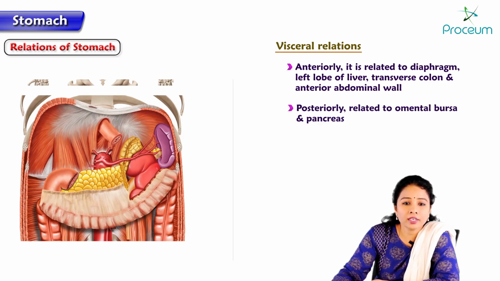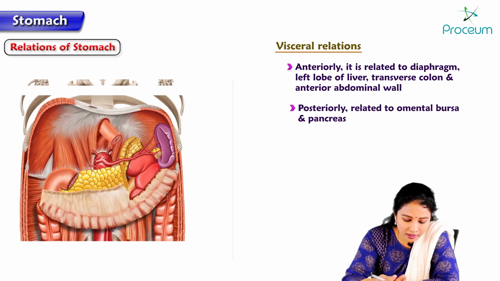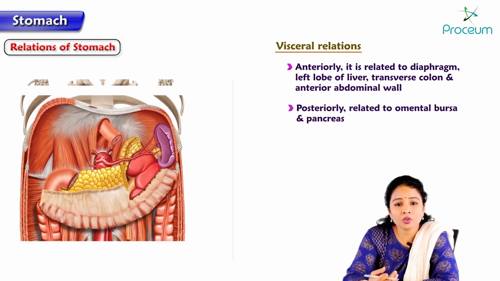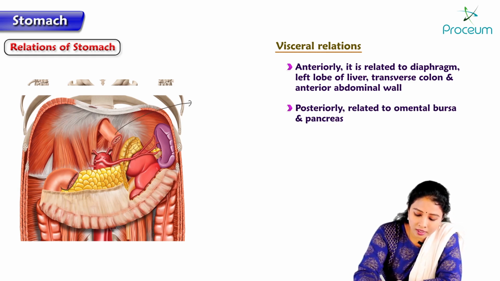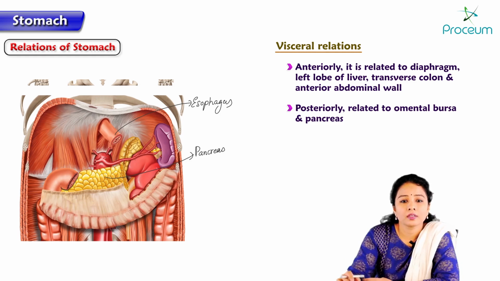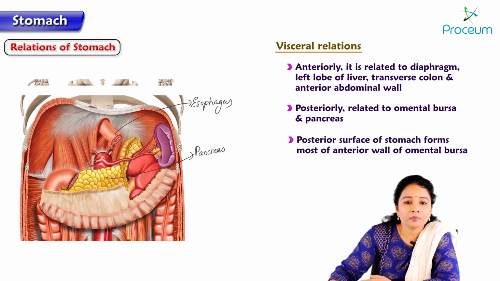Posteriorly, the stomach is related to the omental bursa and pancreas. The omental bursa is removed here to expose the structures forming the posterior relations or bed of the stomach. Posteriorly, the stomach is also removed here. We can see the cut part of the cardiac end at the esophagus. And here is the pancreas. So posteriorly, the stomach forms most of the anterior wall of the omental bursa.